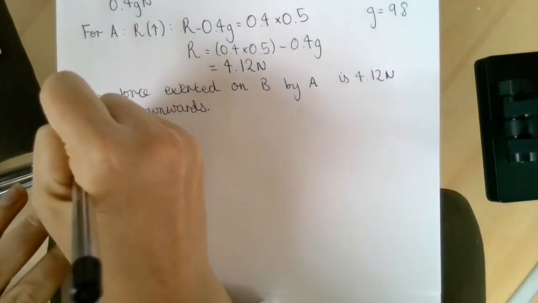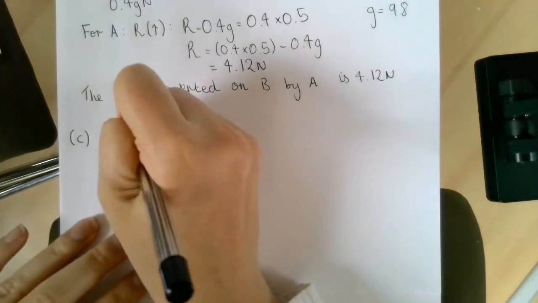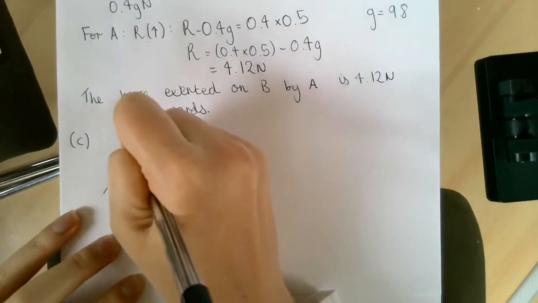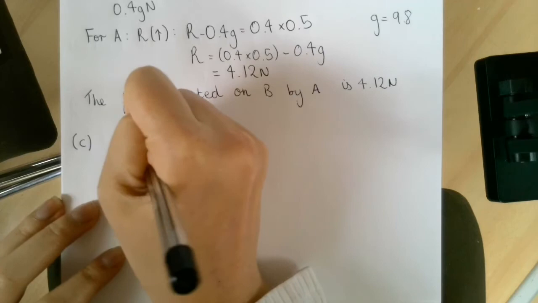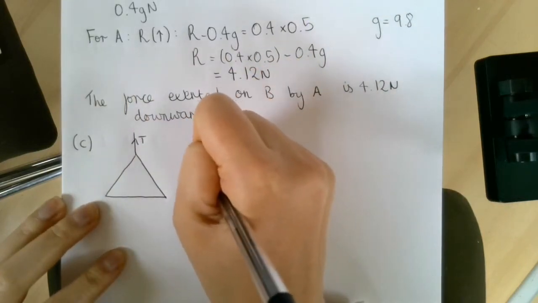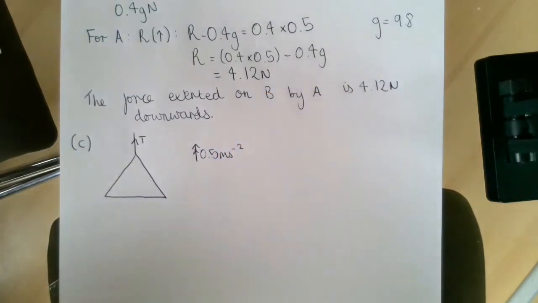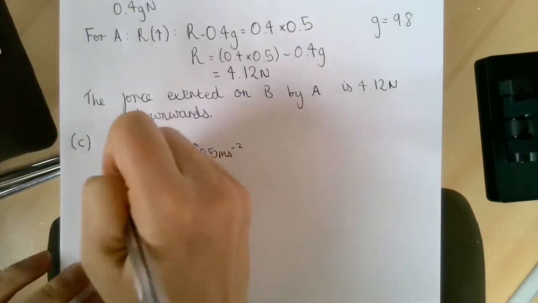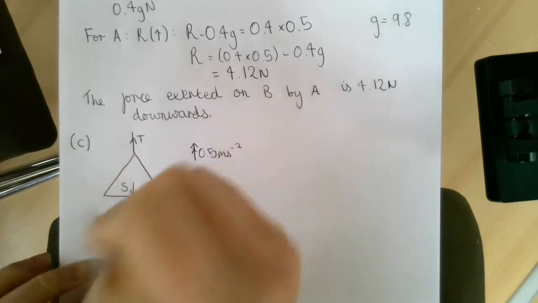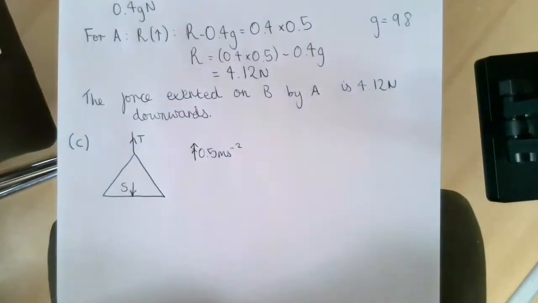For part C, we're asked to find the force exerted on B by the scale pan. So if we just redraw our diagram, we've got our tension in the string here, we've got our acceleration, and we're going to find that force going downwards, so we're finding the force exerted on B by the scale pan, so that force going downwards.